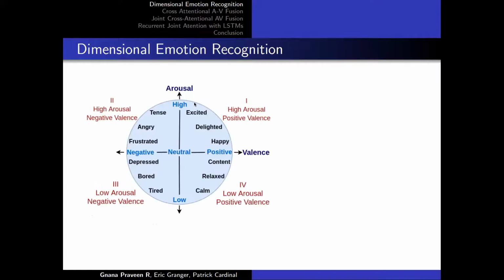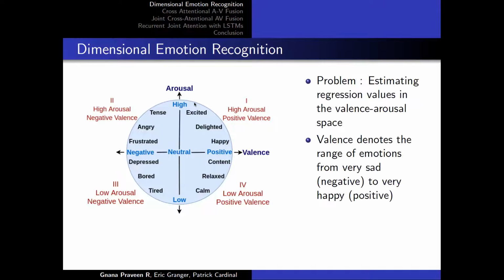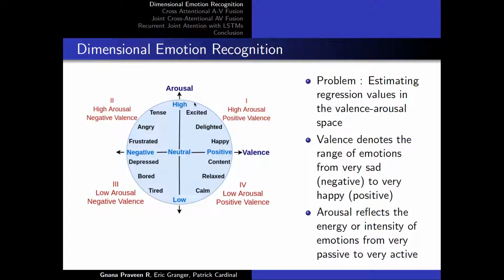Dimensional emotion recognition is basically the task of recognizing emotions in the two-dimensional space of valence and arousal. Valence means the range of emotions from being very sad and depressed to very happy. And arousal reflects the intensity of emotions from being very passive to active, for example, calm and very excited. Whatever emotions we can have, everything can fit into this space. So it's basically recognizing the emotions in this space.